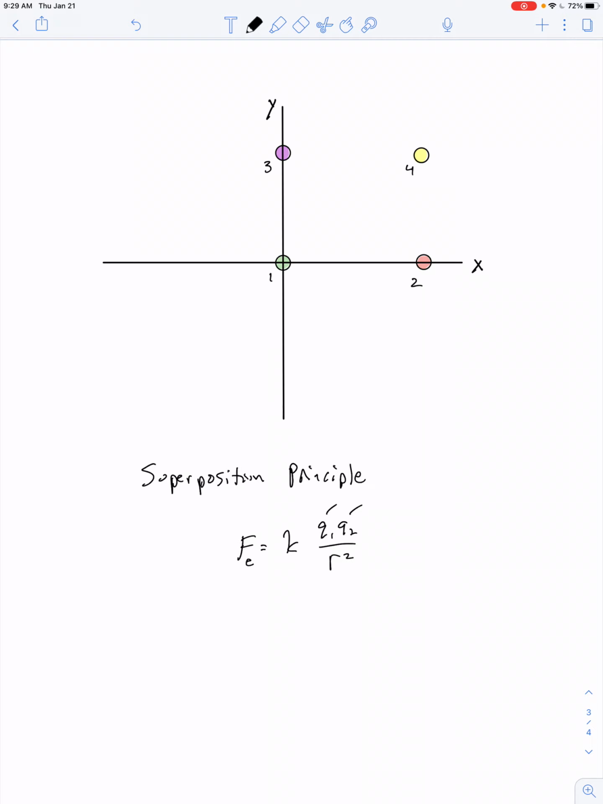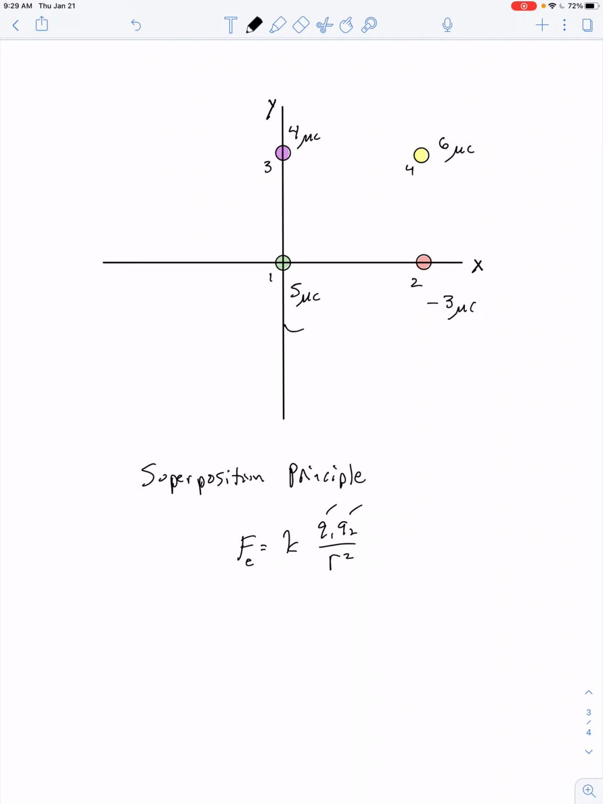For example, the charge at the origin could be 5 microcoulombs. The purple charge we've labeled as number 3 here could be 4 microcoulombs. Charge number 2 could be negative. It could be negative 3 microcoulombs. And then charge 4, we'll say, is positive 6 microcoulombs.